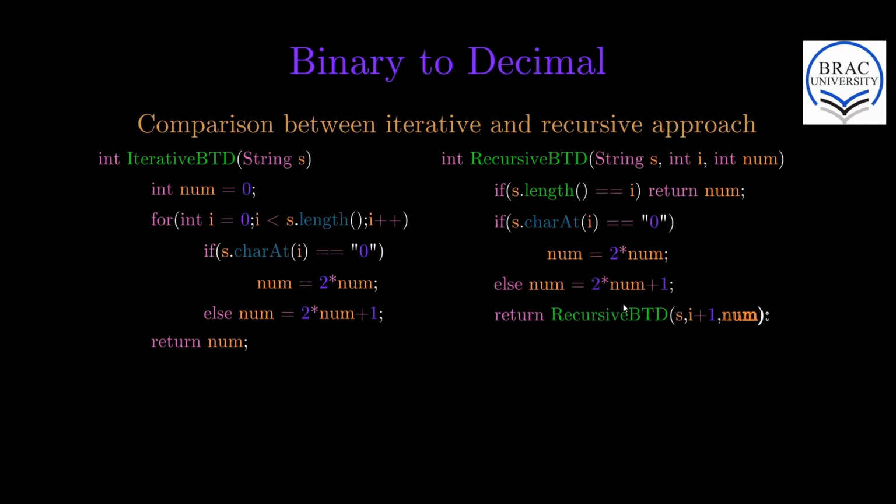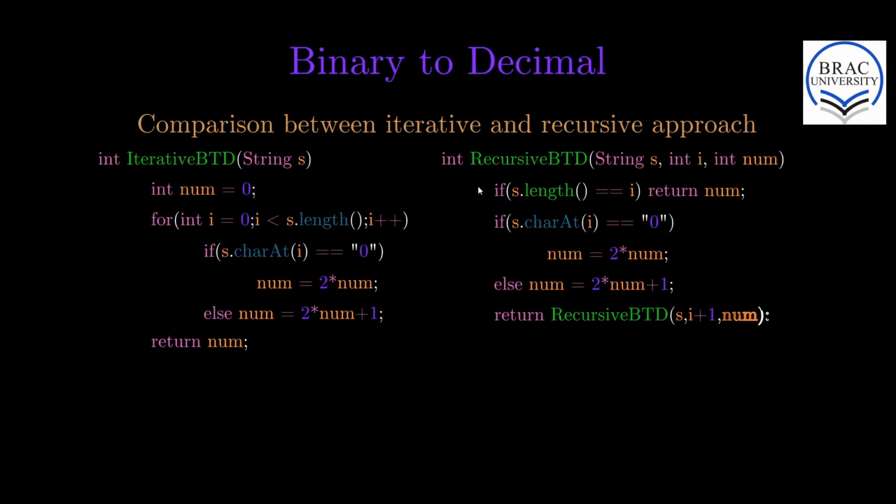As I have said, num has changed because num was edited here, right? Num was edited here, and i has changed as well because we have checked for i, but in the next recursive call we're going to check for character i plus 1. So notice that s didn't change here, and we have another additional line.